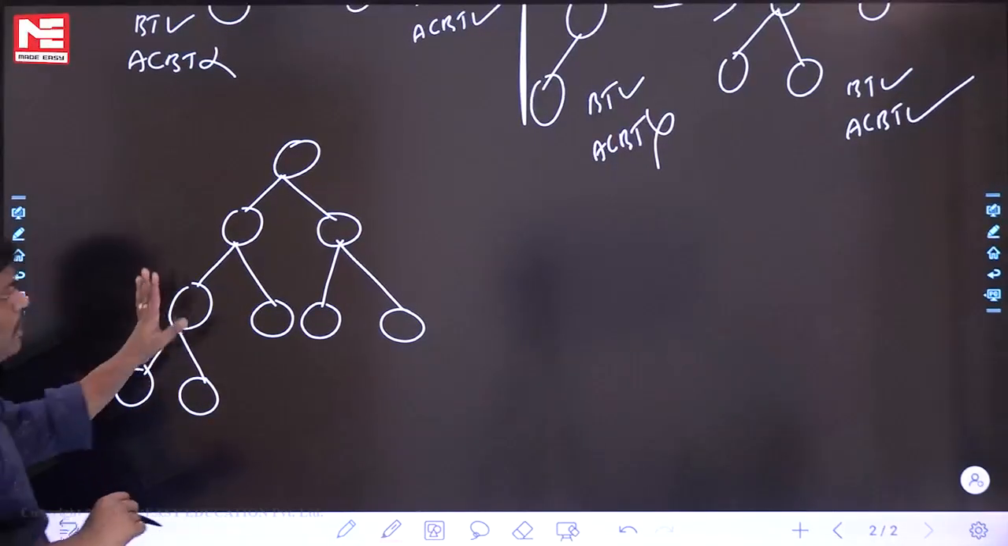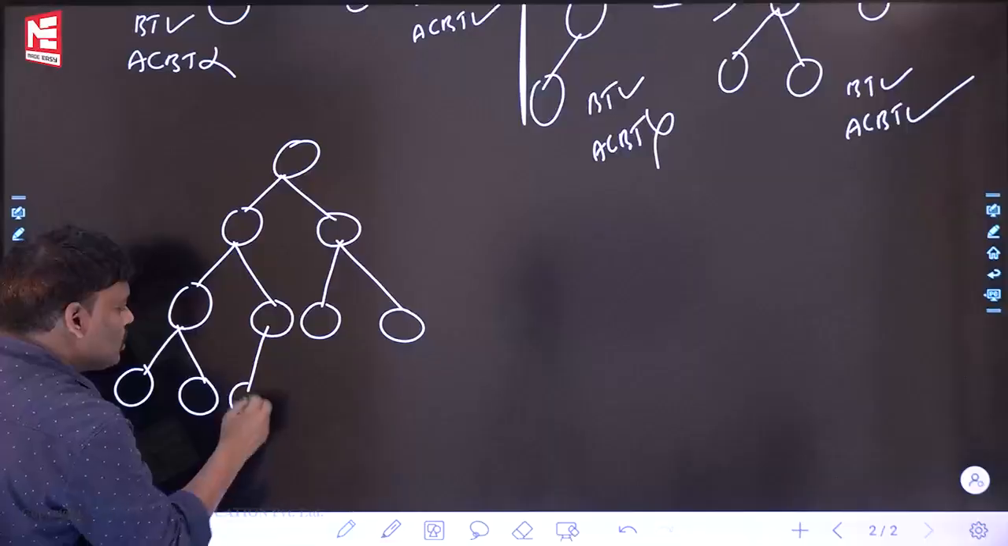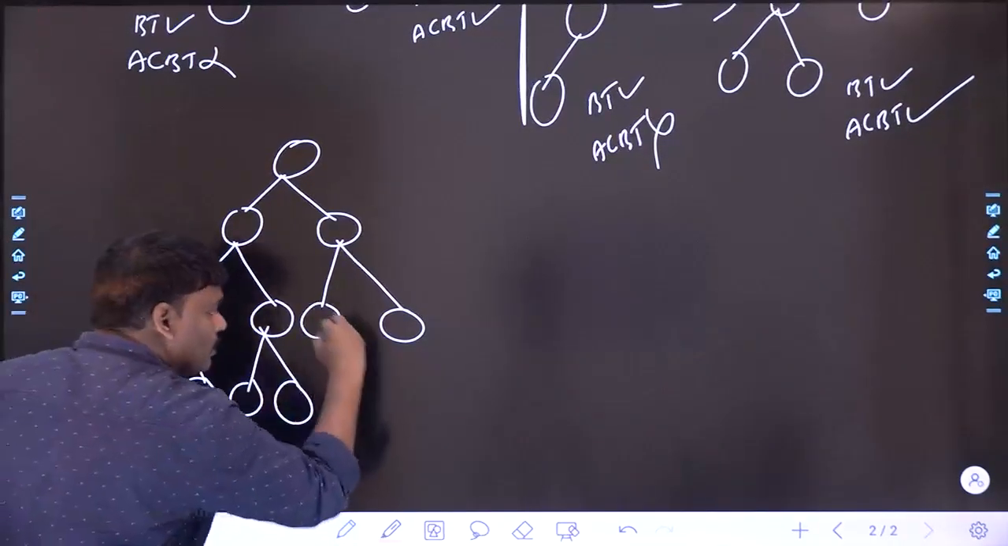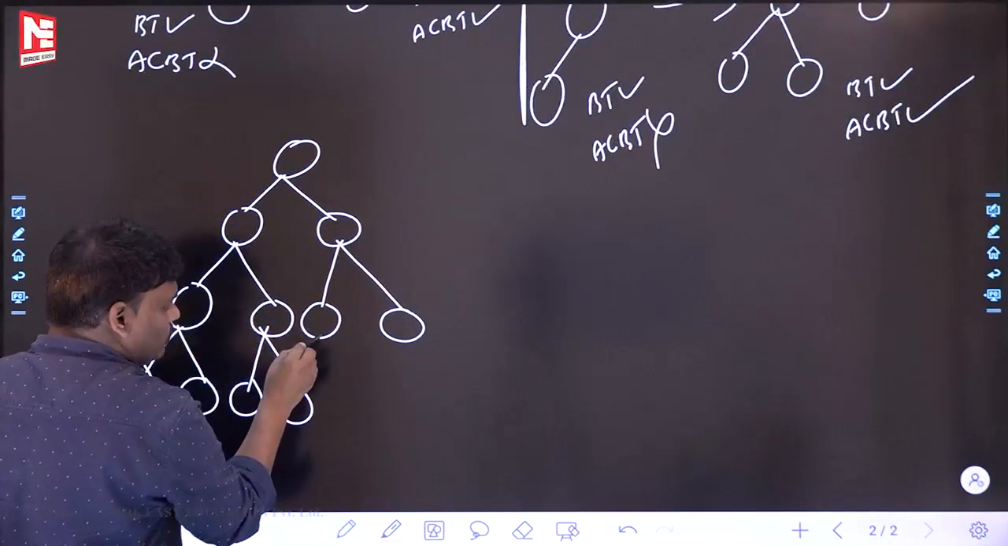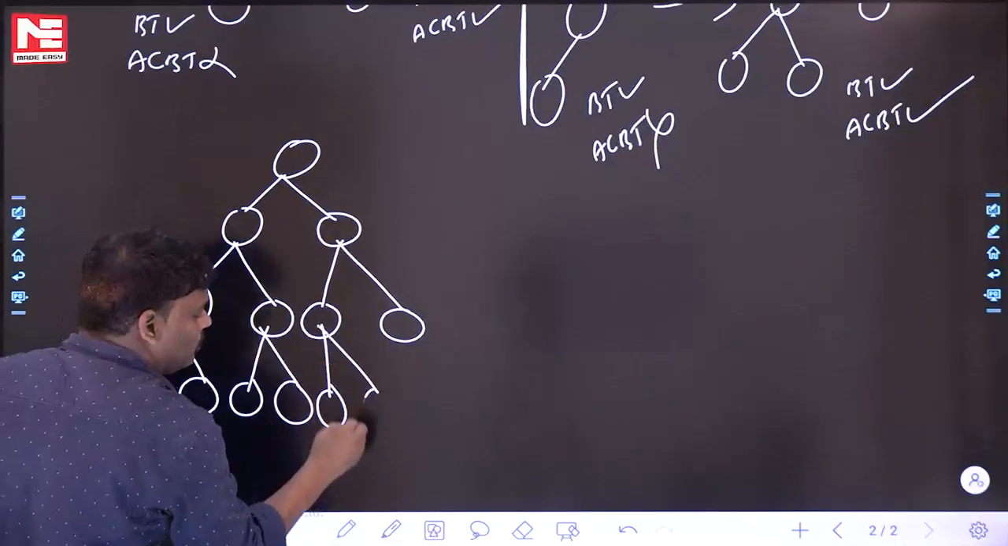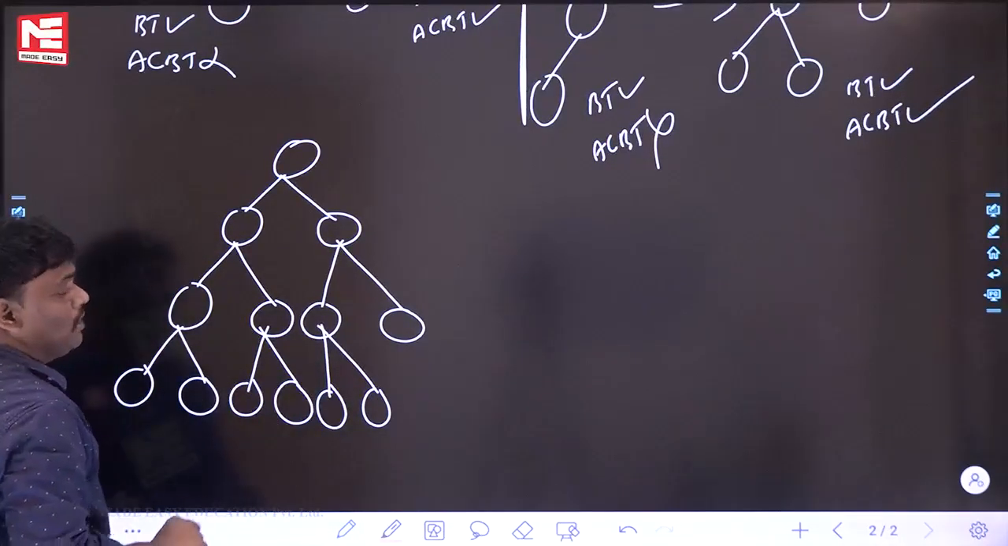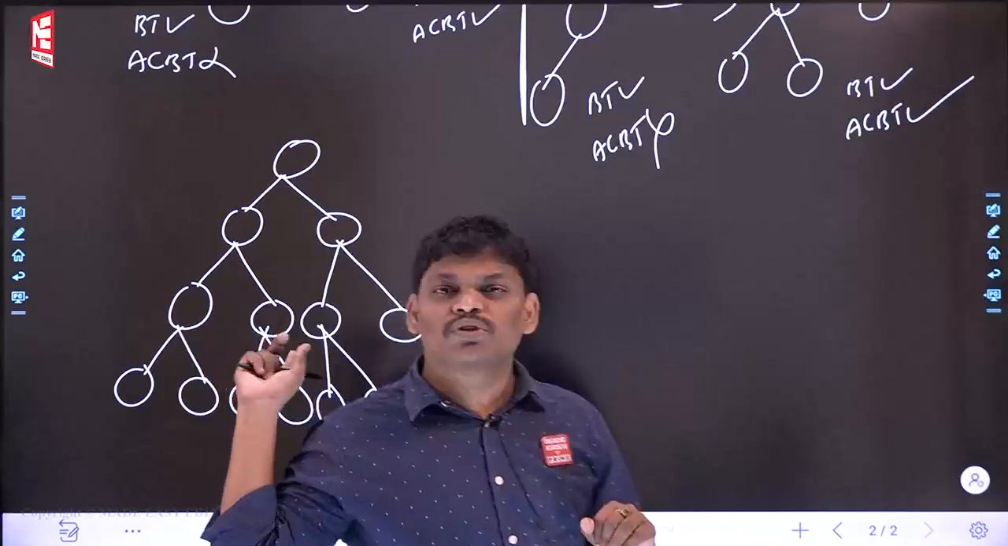Is it an almost complete binary tree? Yes. Is it an almost complete binary tree? Yes. Can you say if I write right? No. After left only right. So this is the almost complete binary tree. Now it is the correct time to ask you, is it an almost complete binary tree? Yes, that is okay.